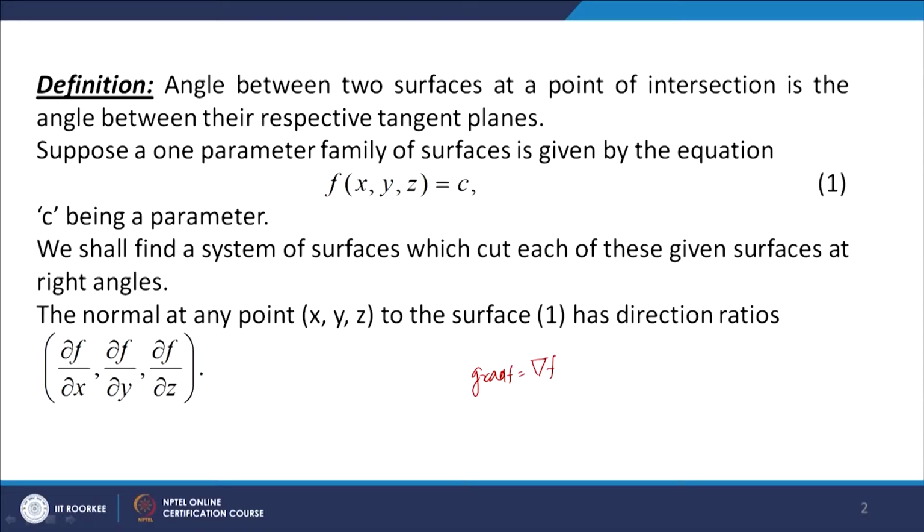Now we know that if we are given a surface f(x, y, z) = c, then the gradient of f is a vector normal to the surface, and the gradient of f is i f_x + j f_y + k f_z. So the normal at any point (x, y, z) to the surface f(x, y, z) = c has direction ratios f_x, f_y and f_z.